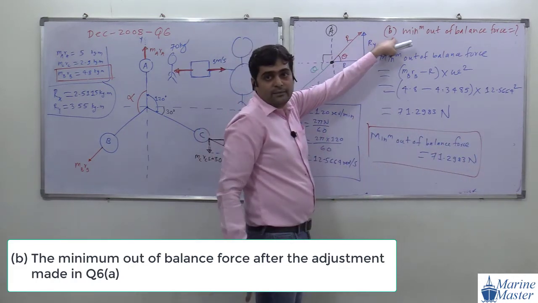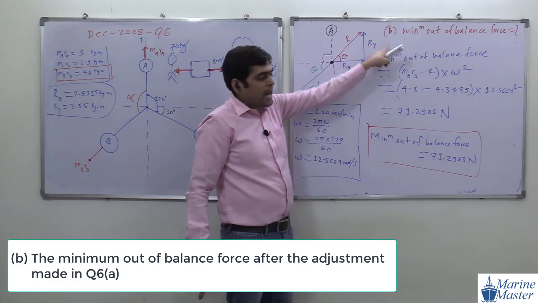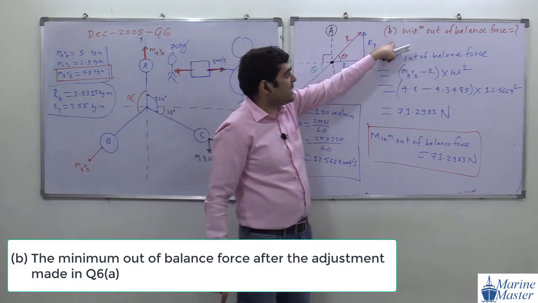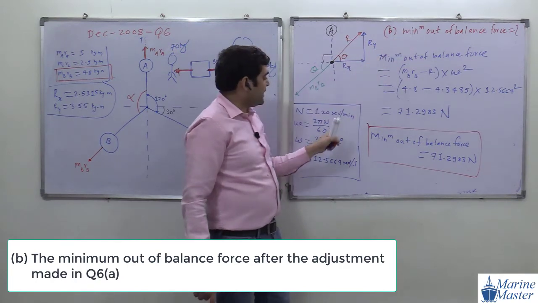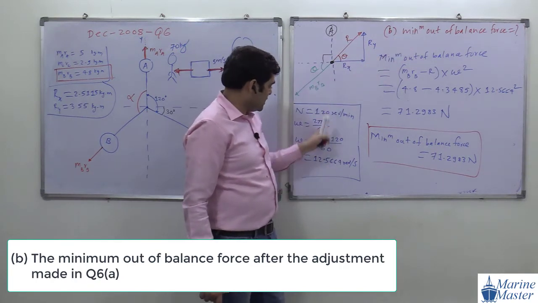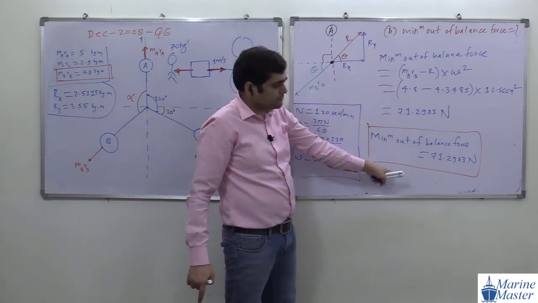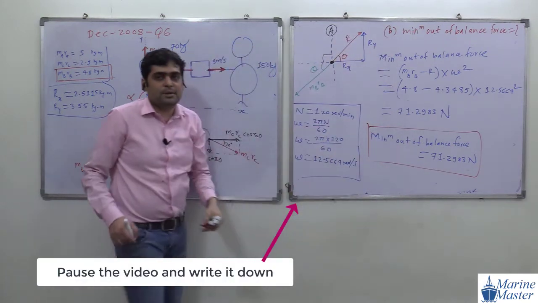Now, first of all, what you have to do? Give the target. After the target, write down the value of N and omega, this box, and after that do this one. Okay, everyone, please complete this B part.